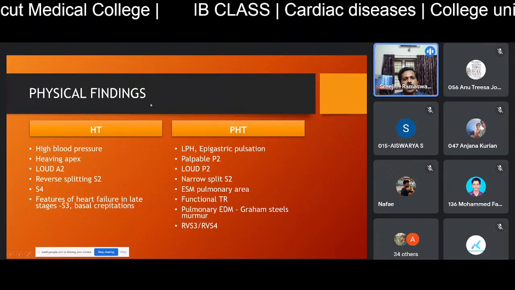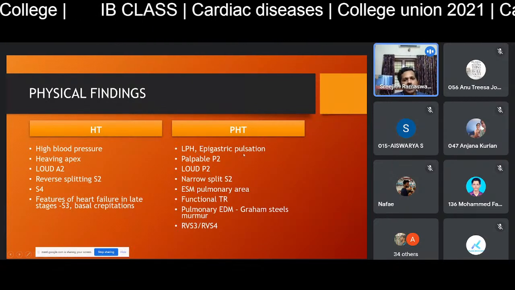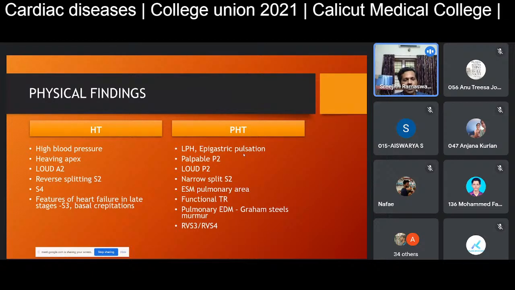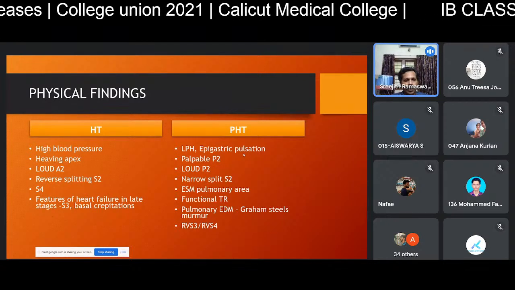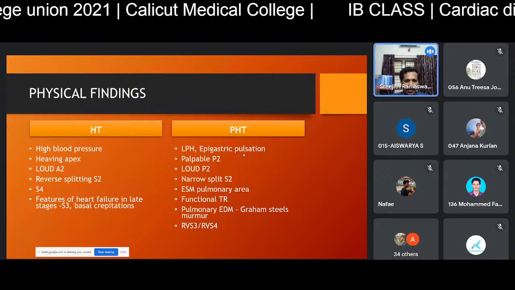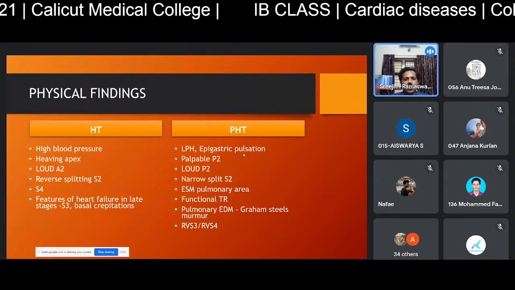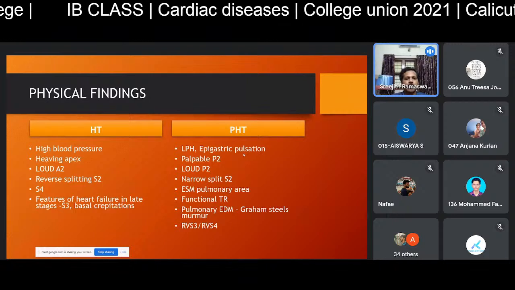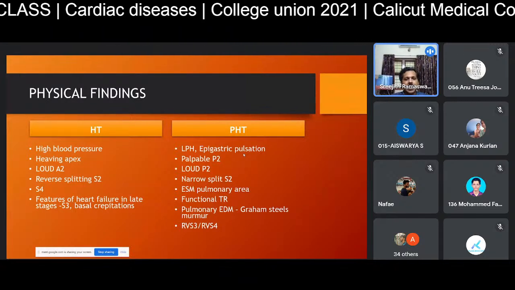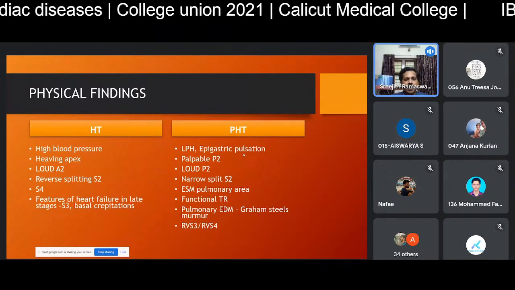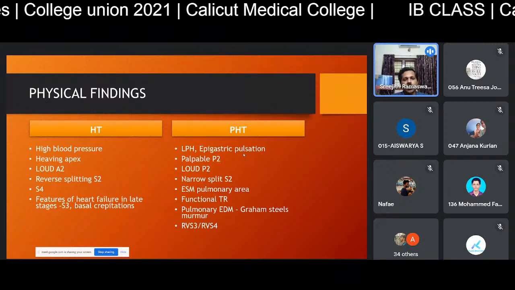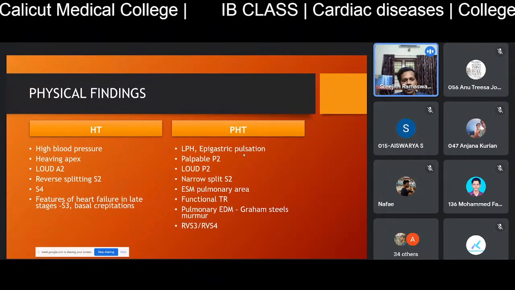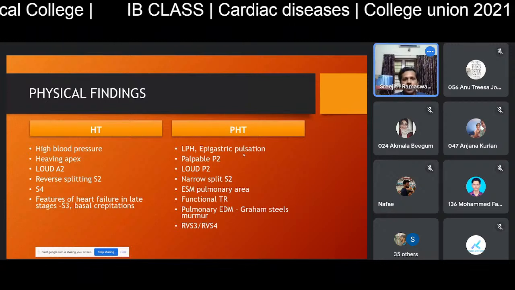While in pulmonary hypertension, because the right ventricle is enlarged, you may get findings like left parasternal heave and epigastric pulsation, palpable P2, loud P2, narrow splitting of the second heart sound, ejection systolic murmur in the pulmonary area, and a functional tricuspid regurgitation. So all these things can happen with pulmonary hypertension. A rare murmur is a pulmonary early diastolic murmur, and it is called the Graham-Steell murmur. All these findings you can get in pulmonary hypertension.